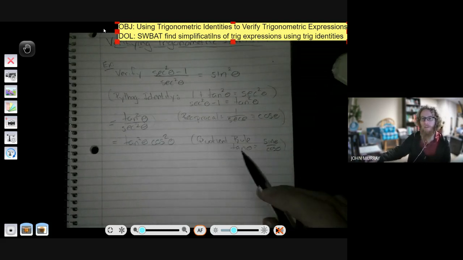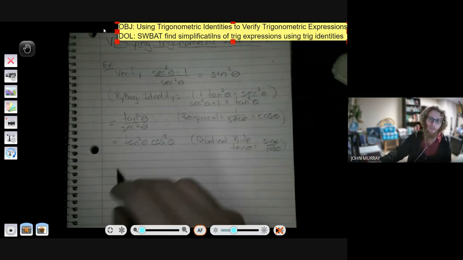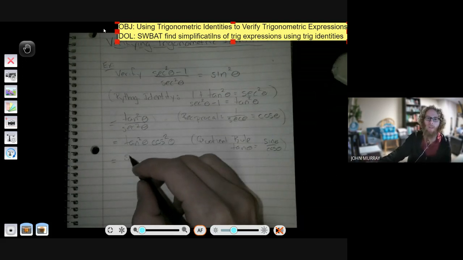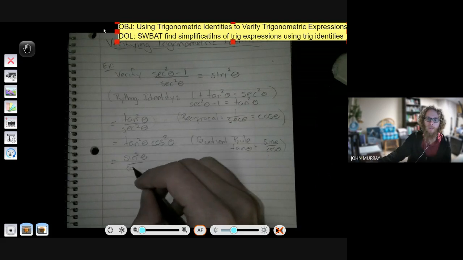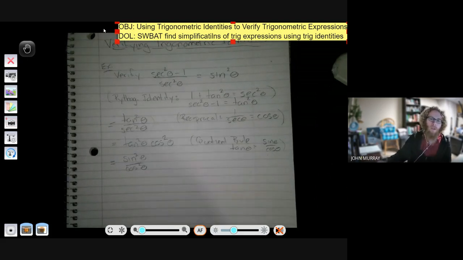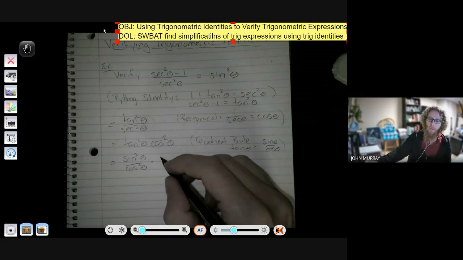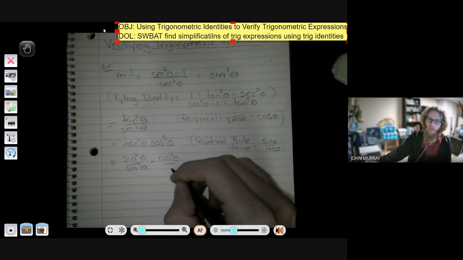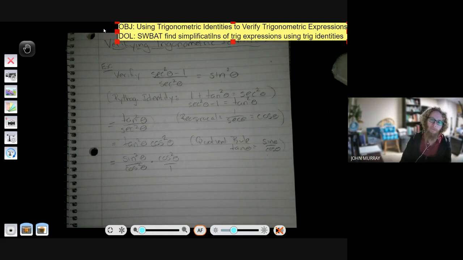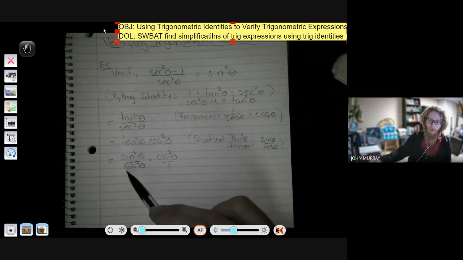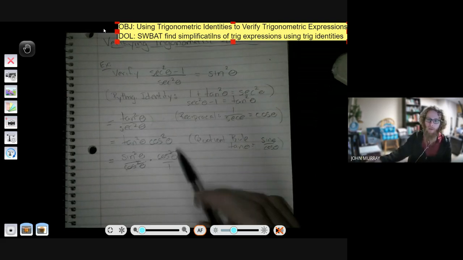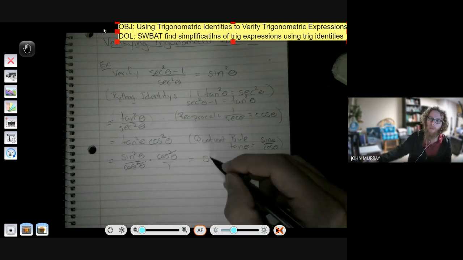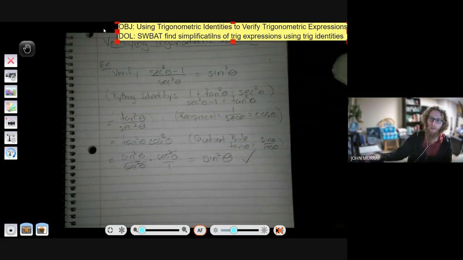Right, so our quotient rule tells us that tangent is sine over cosine. So tangent squared would be sine squared over cosine squared. And I still multiply this by cosine squared, and I'm just going to put it over 1. Well, now I have a cosine squared in the denominator here, and a cosine squared in the numerator there. And what are we left over with? Sine squared of theta. Right, so we verified it.